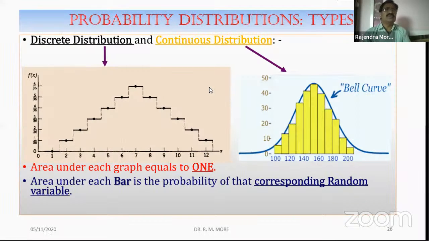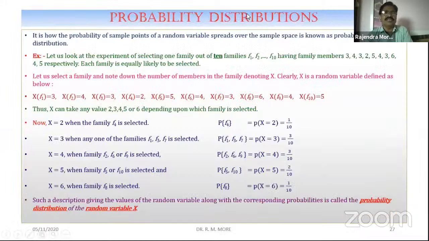Let us take this example of how the probability is getting distributed. Let us look at the experiment of selecting a family out of 10 families, which are denoted by F1, F2 up to F10. These families have the family members 3, 4, 3, 4, 2, 4, 5, etc. Each family is of course equally likely to be selected. Let us select a family and note down the number of members in the family. Of course it is given, but we are going to select the family randomly and try to design the random variable. So what kind of distribution is there? Let us find out.